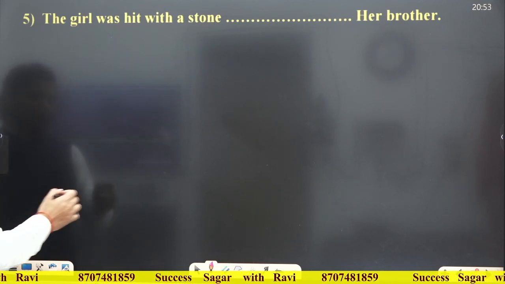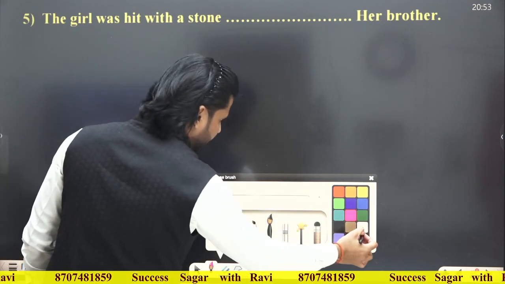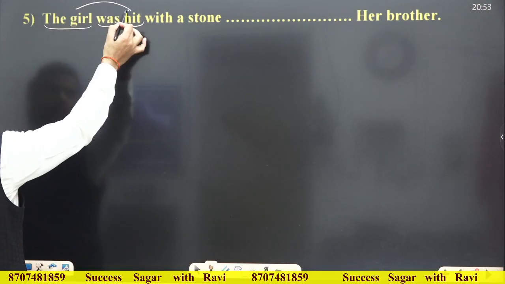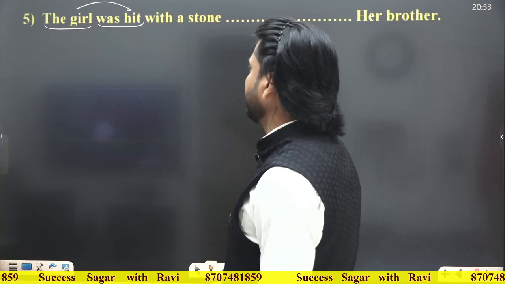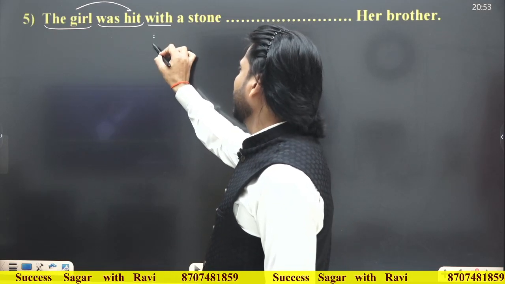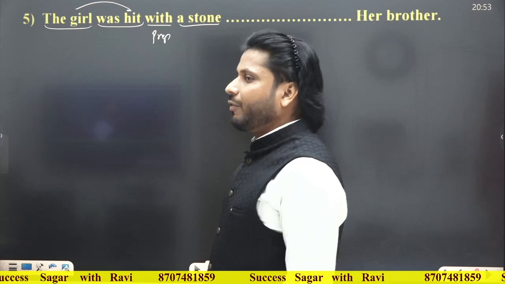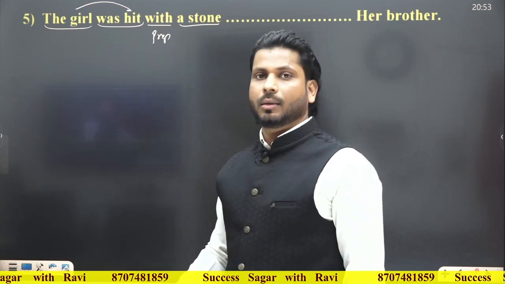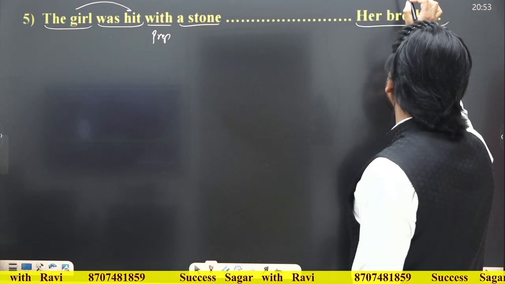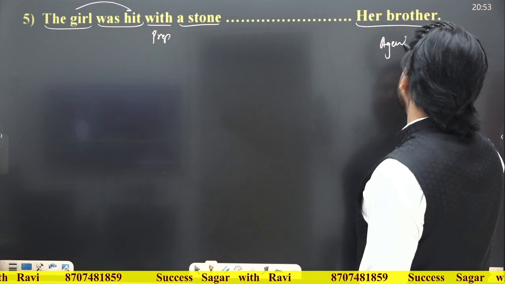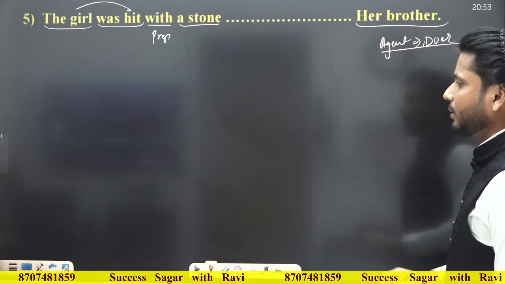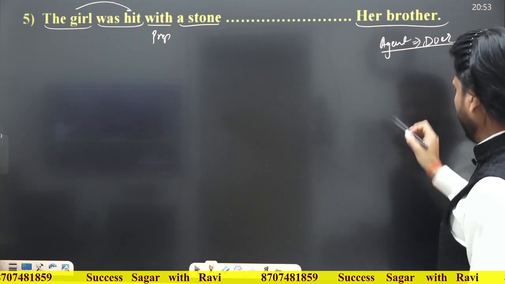Let me tell you something. Once again, we have got a statement in passive structure. Was it? It means this particular subject is not the doer of the action. Instead, the subject is the receiver of the action. The girl was hit with a stone. Why do we use with? With is a preposition. It is used to refer to an instrument. It means this particular thing is used to hit the girl. What about this one? Her brother. Her brother is an agent. Agent is nothing but the doer in the given sentence. Doer means what? One who does something. You must be knowing this particular concept.